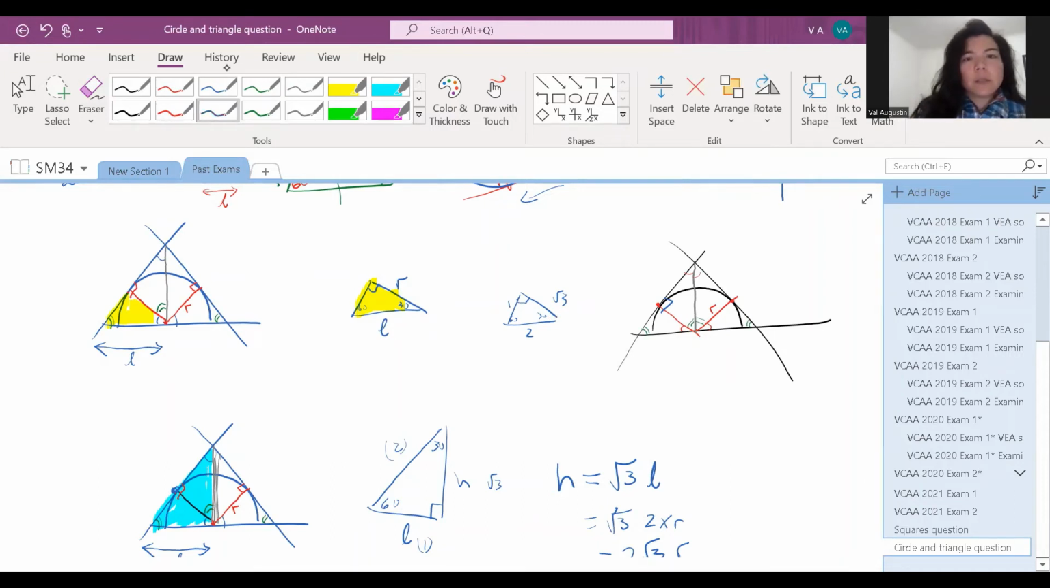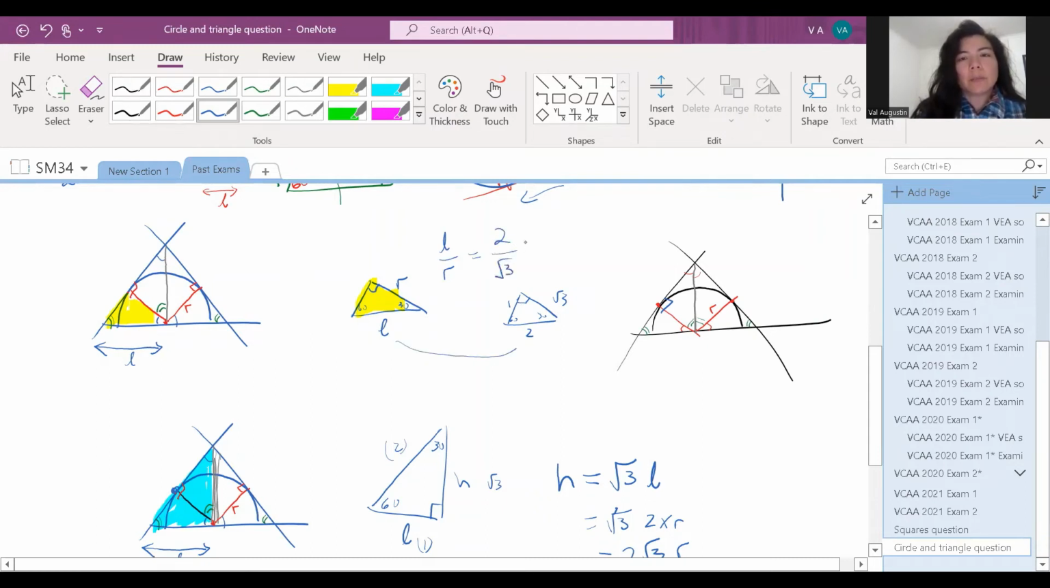So what that means is you can do this using scale factors, but if we just do ratios, L divided by R is equal to, we just put the corresponding sides together. So L divided by R is 2 divided by the square root of 3, which means that L is equal to 2R over the square root of 3.